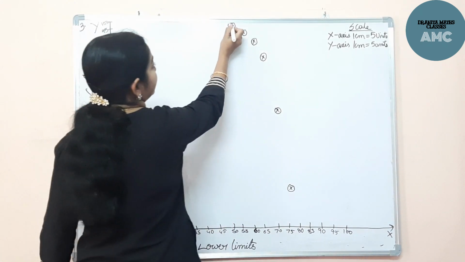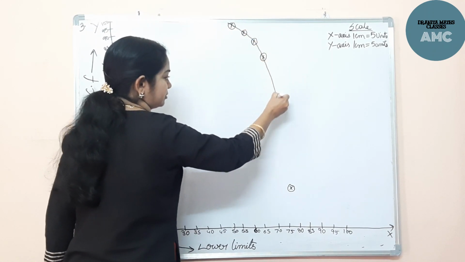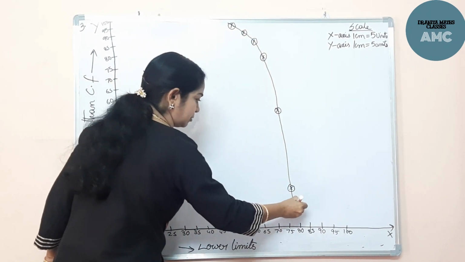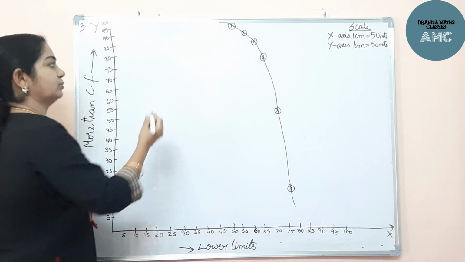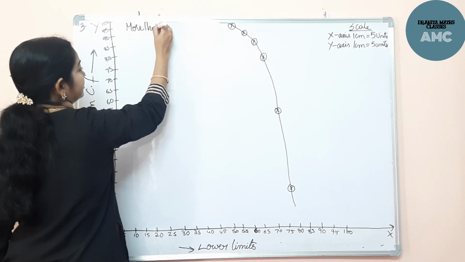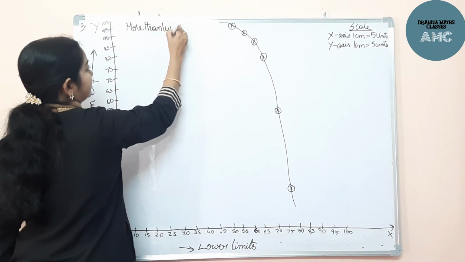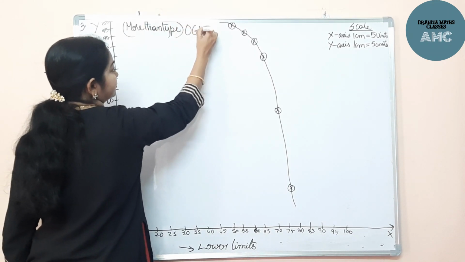Now we will be drawing by joining the points. This is the more than type ogive curve.